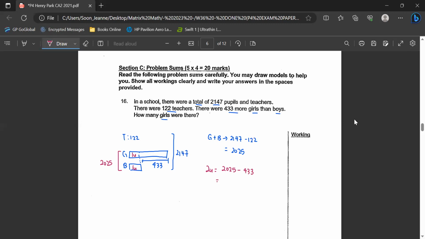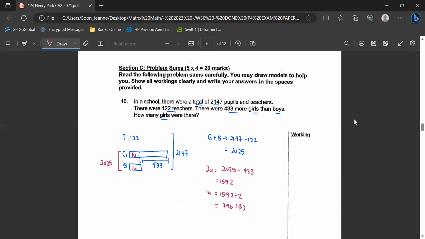So it would be 1592. Look for 1 unit. 1592 divided by 2 will give you 796. 796 is the number of boys.